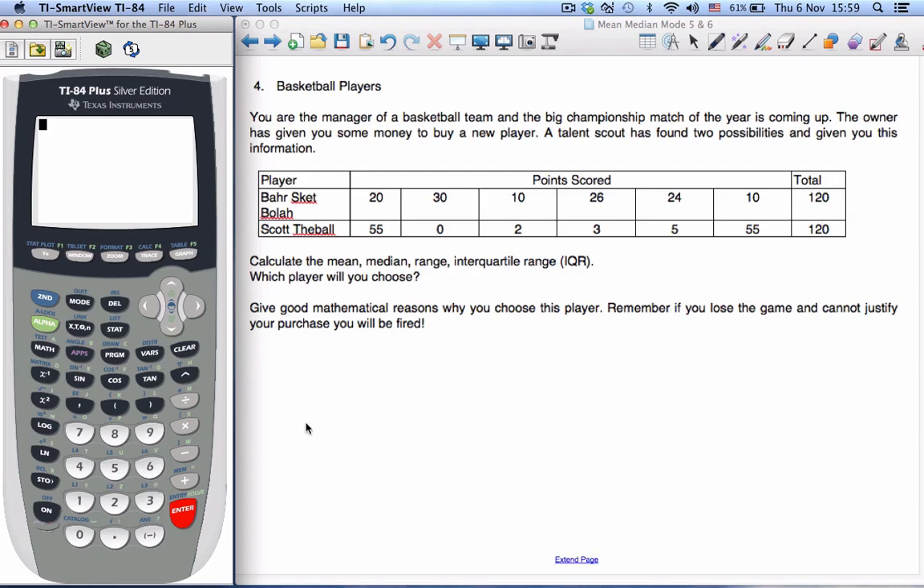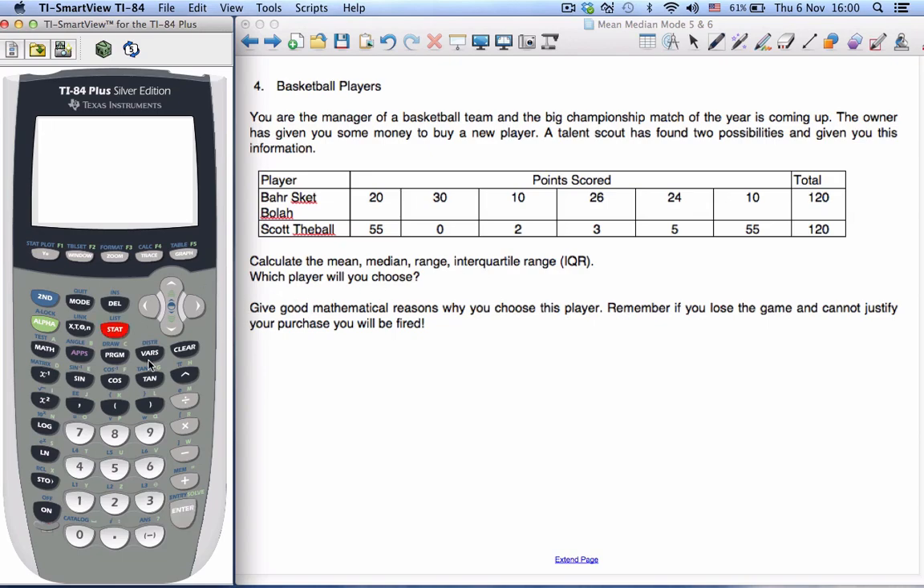The question says, calculate the mean, median, range, interquartile range, and you have to decide which player you're going to choose. In this case, the mean's pretty simple because it gives you the totals, so we won't necessarily need the calculator for that. You can take 120 and divide by 6. In both cases, your mean will be 20. So the mean number of points scored per game by both of these players is the same, 20, even though they look like they're vastly different in their outcomes. So let's try to find the median, range, and interquartile range using the calculator.